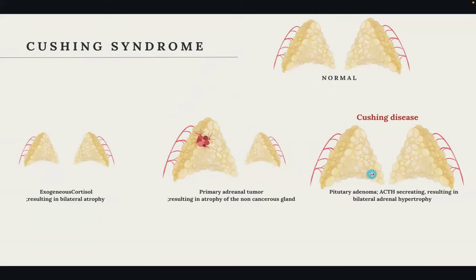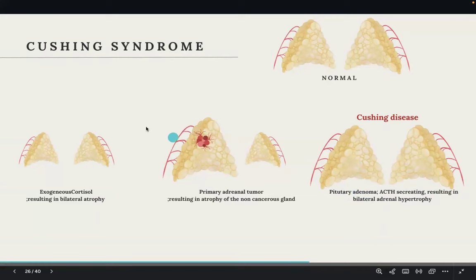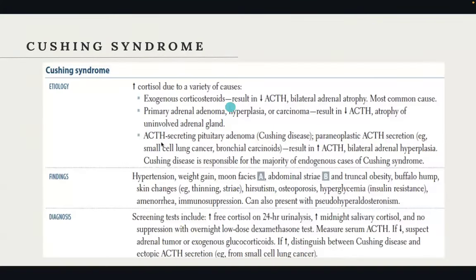Now, what about Cushing's disease, where the cancer is directly in my pituitary? This means that I'm going to have too much ACTH secretion, and it's going to be acting on both glands. The glands are normal, but they're receiving way too much ACTH because of the tumor, resulting in bilateral adrenal hypertrophy. I hope that made sense. Now, for the findings, again, it's just going to be high cortisol effects. We already know them very well.